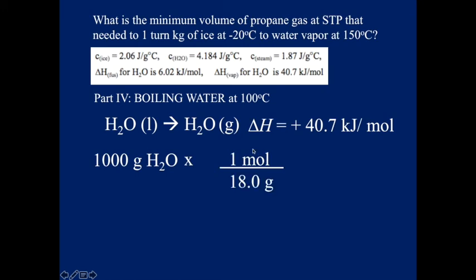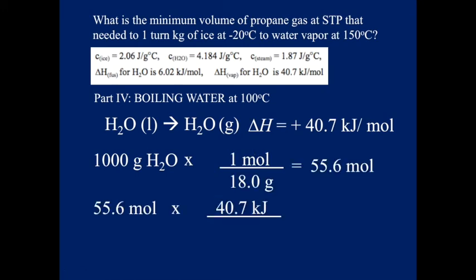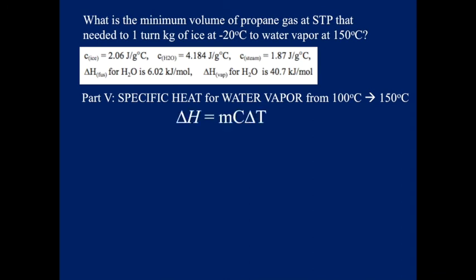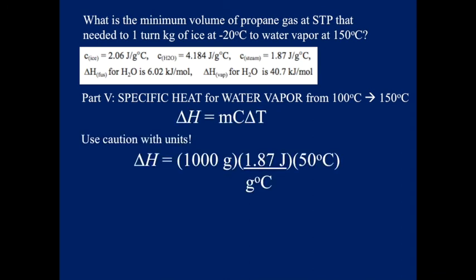If I needed to, I'd turn my grams into moles again. I don't really need to do that, but what I do need to do is take the number of moles that I had, multiply it by my kilojoules of energy. It's treating this like a stoichiometry problem. This is how many kilojoules per mole, so 55.6 moles times 40.7 kilojoules, I get 2,263 kilojoules. And then I'm heating up water vapor with the specific heat of water vapor, just like we've been doing previously.